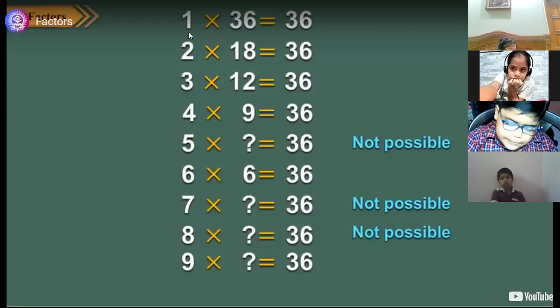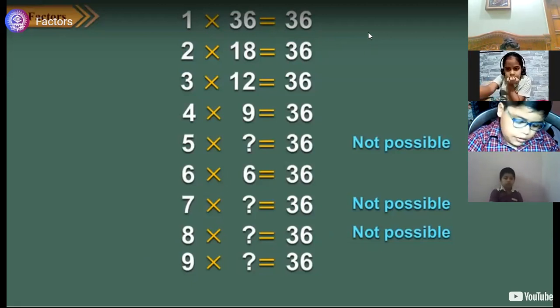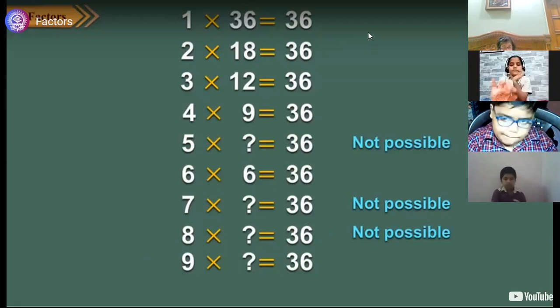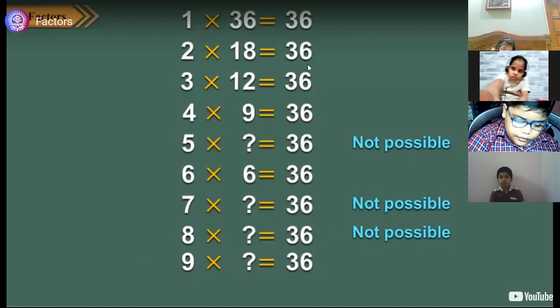Here the sequence of numbers is given to you, from 1 to 9. One by one we are going to check whether these numbers are factors of 36 or not. Suppose 1 multiplied by 36, the answer is 36. So 1 and 36 are both factors of 36. Then we move to 2. 2 multiplied by 18, the answer is 36. So 2 and 18 are also factors of 36.